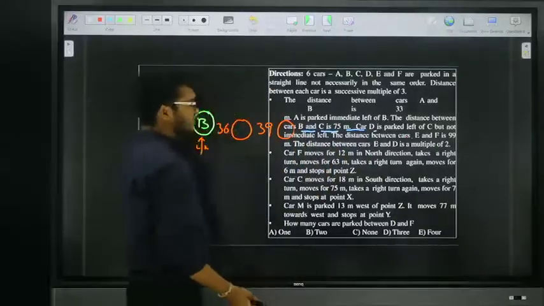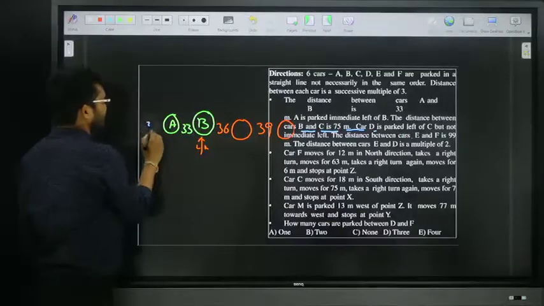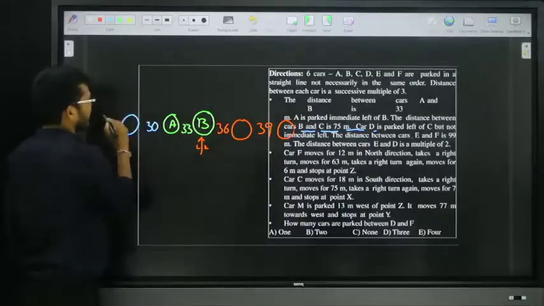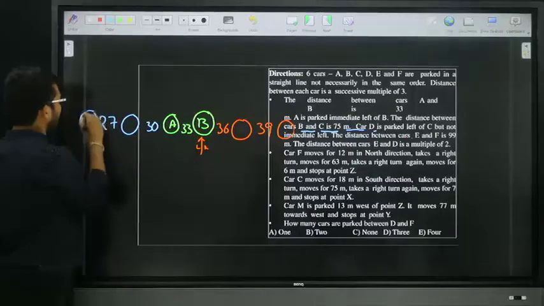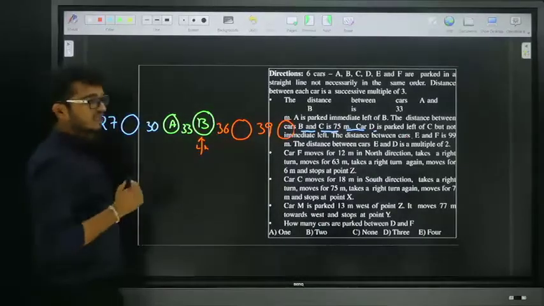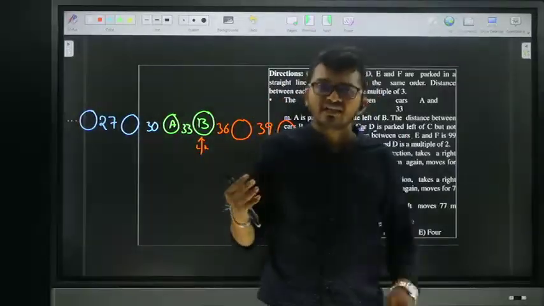So check above. For 33, the previous successive multiple of 3 is 30. Next again we are having one car. The previous multiple is 27. Next again we are having one car, and so on. Friends, if you are able to take this point, then now the entire arrangement is easy.